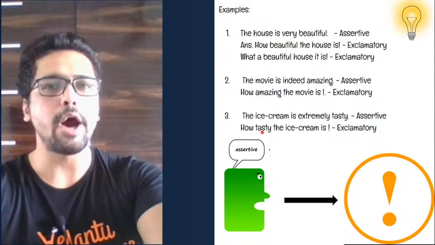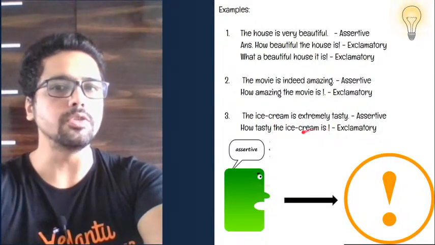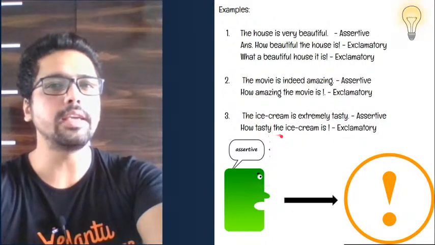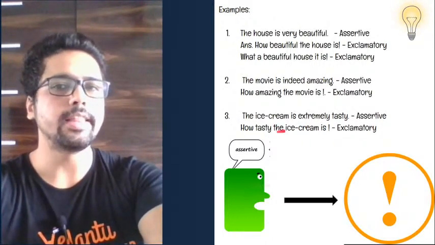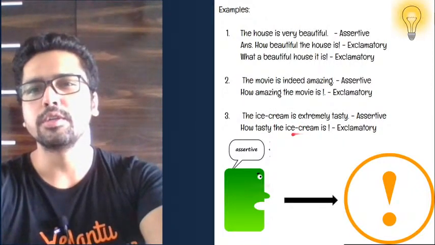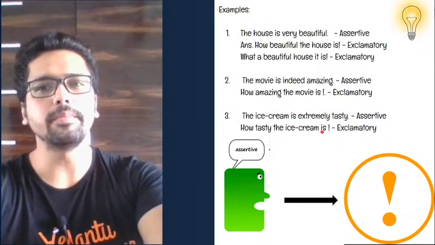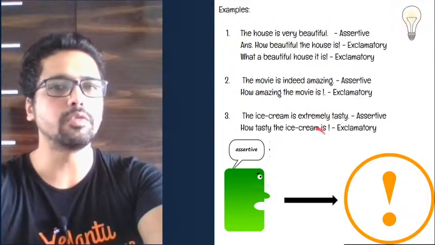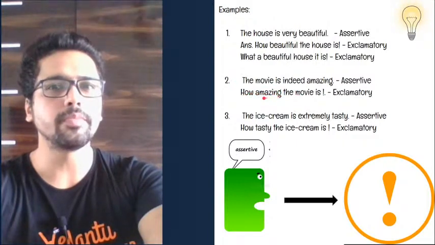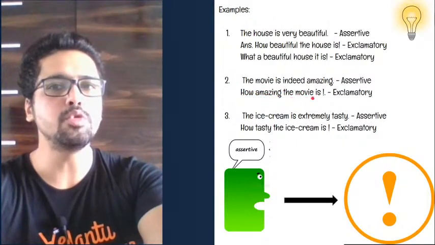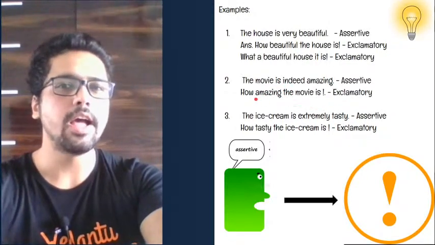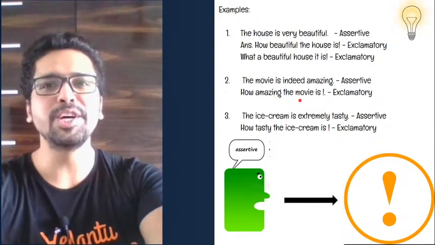Look at this here. How tasty the ice cream is. So ice cream is the subject, is is the verb. But I cannot say how tasty is the ice cream. That would be incorrect. How tasty is the ice cream? That becomes a question. So we have to swap it. Subject will be written first. Same in the second example, you see. How amazing the movie is. I cannot say how amazing is the movie. That will be incorrect. How amazing the movie is.